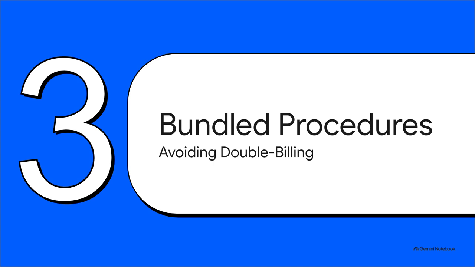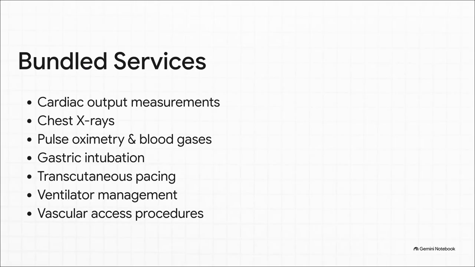All right, Section 3, Bundled versus Separate Procedures. Let's dig into what actually happens during those minutes so we avoid double billing. The AMA considers certain procedures totally inclusive to critical care. Basically, you cannot code these separately if you are already billing 99291.